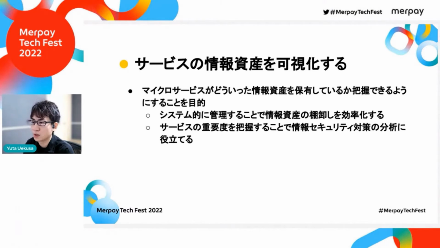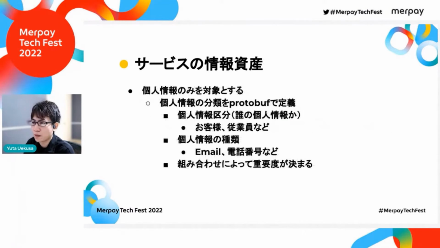The information assets of the service are currently databased for personal information only. The classification of personal information is defined in protobuf and can be described in the spec file as metadata for the microservice. Each microservice owner is responsible for describing the information assets they manage in the spec file.